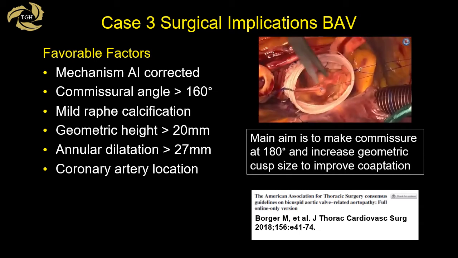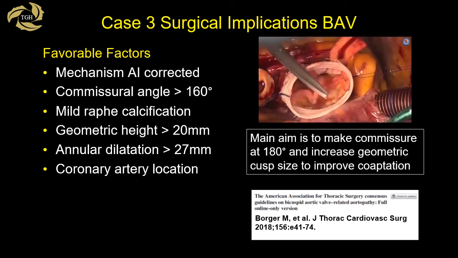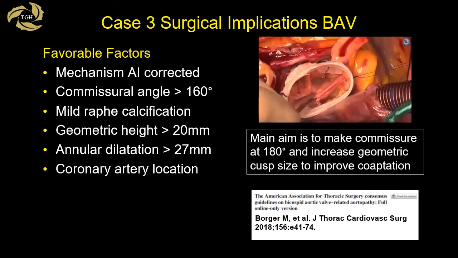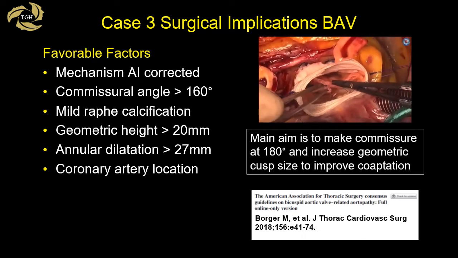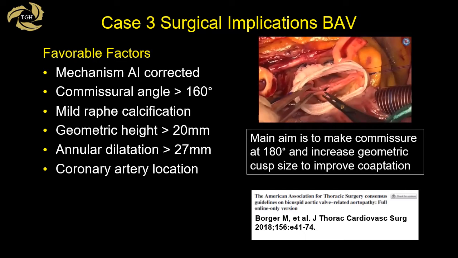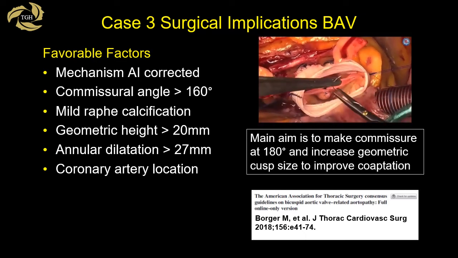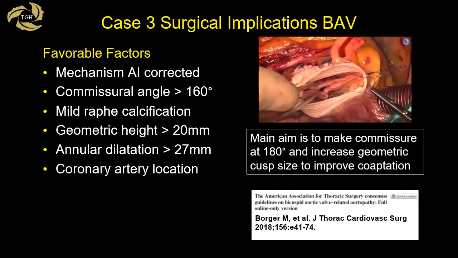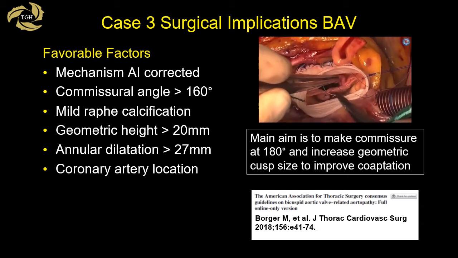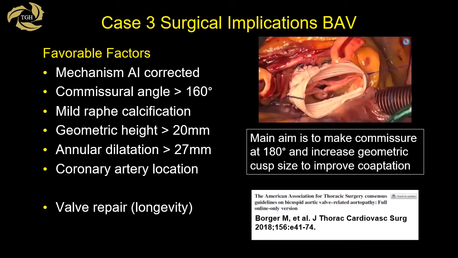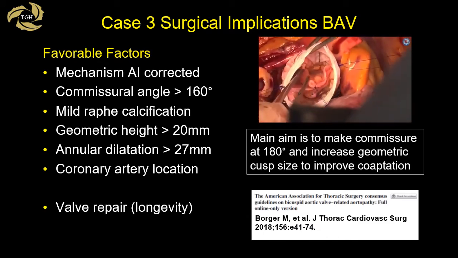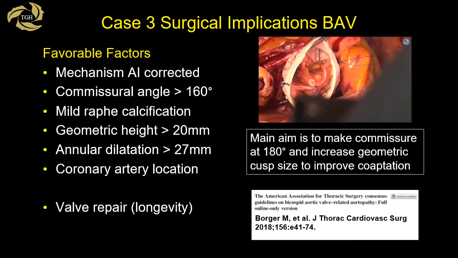The main aim is to optimize commissural orientation as close to 180 degrees as possible, as in the symmetric Sievers type 0 bicuspid aortic valve, and to increase the geometric cusp height in an attempt to optimize coaptation. The longevity of the repair in bicuspid aortic valve is good at reference centers.